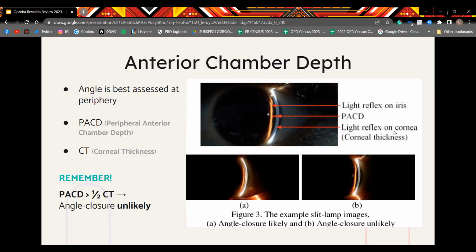If yung anterior chamber depth at the periphery is more than 1/2 the corneal thickness, angle closure is unlikely. So medyo deep pa yun. Picture A, makita nyo example lang shallow angle, no? So parang hindi nakasya yung 1/2 ng corneal thickness dun sa pagitan ng dalawang light beams. So picture B naman, kasyang-kasya yung 1/2 ng corneal thickness. So angle closure here is unlikely and masasabi natin na deep yung anterior chamber.